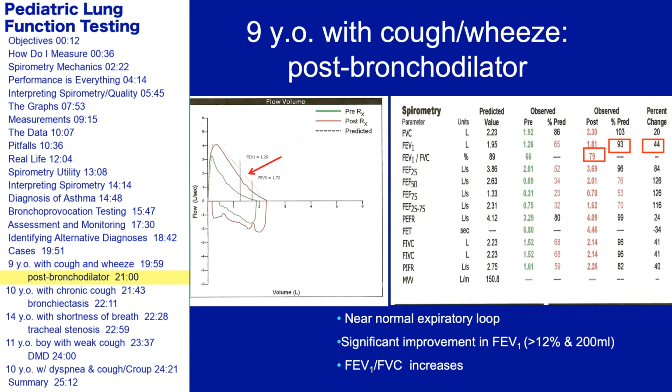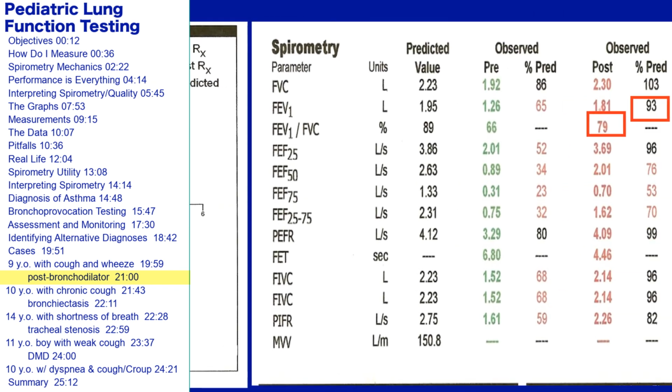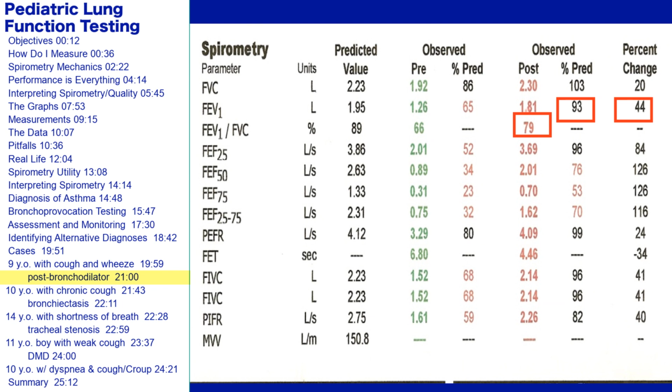After receiving albuterol, you can see that the curve itself looks much better. There's a higher peak flow. The descending limb is further out, showing that there's been reversal of some of that obstruction, and a significant improvement in the numbers. So specifically, if you look at the FEV1, we have a greater than 12% improvement and also greater than 200 milliliter improvement from the pre to post albuterol spirometry.